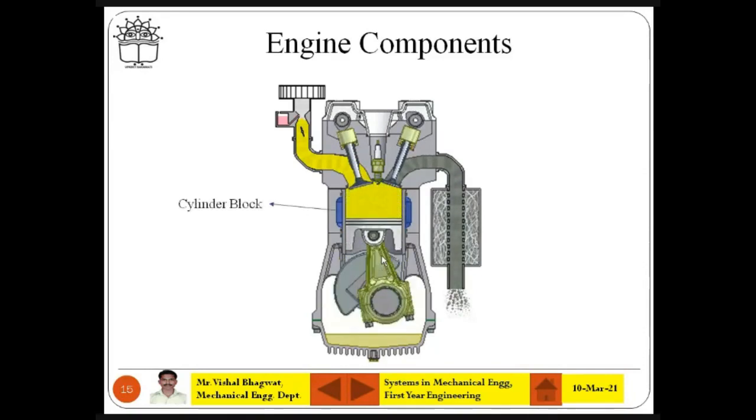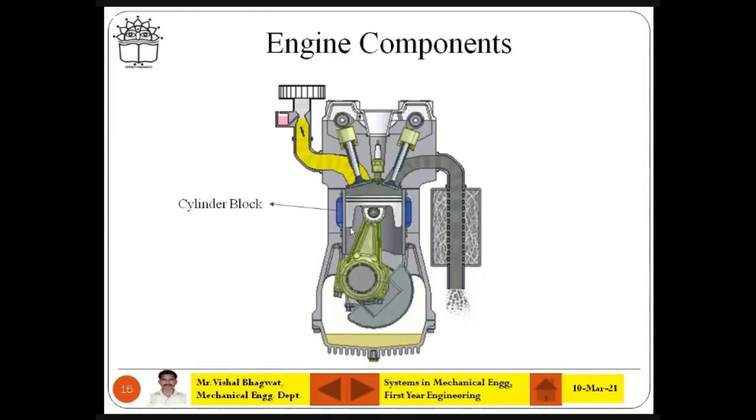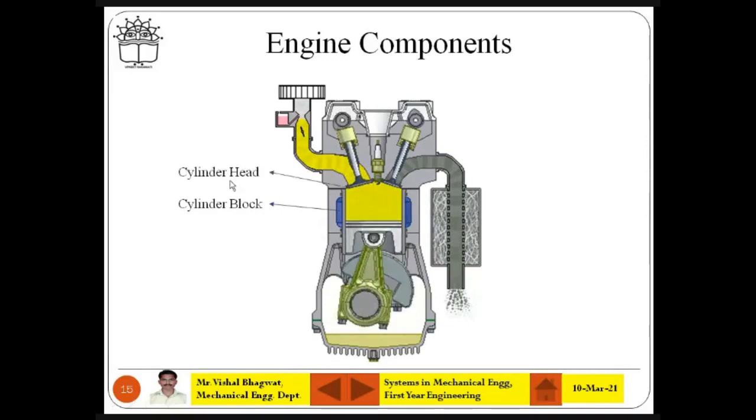So what are the components? This is an engine block. Check, this is an engine block. The engine block is actually the part of the cylinder. This is a cylinder. This is the engine block. Understand? And here it is the cylinder head. The cylinder is only this part. Okay, so the cylinder head is this.